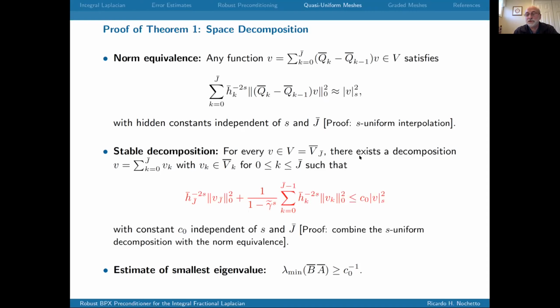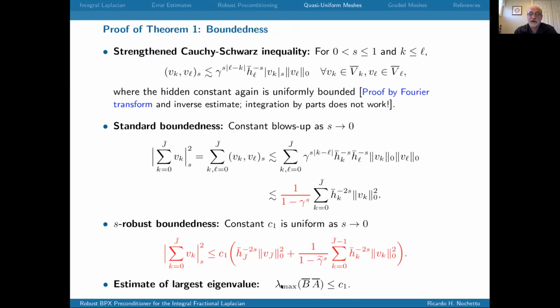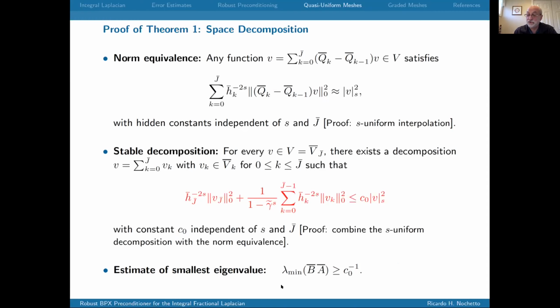the actually stable decomposition, that given a V in the finite space, you can find the decomposition VK. The V is a sum of VKs with this bound. The way to do that is to combine this norm here with our S uniform decomposition that I mentioned before. That was a critical thing that we developed in this work. So this leads to a lower bound for the minimal eigenvalue. Put it together with the previous one for the upper bound for the maximal eigenvalue, we get the uniform preconditioning.